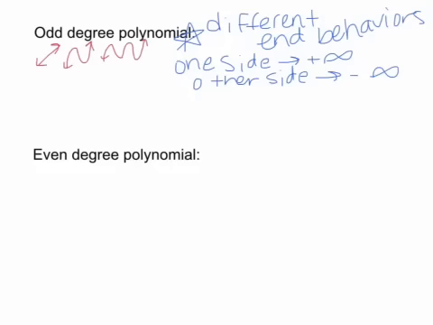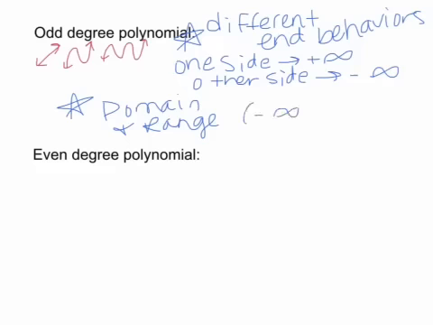The other thing is, just based on looking at the graphs, you can see that the domain goes all the way to negative and positive infinity, and so does the range, because if one end goes down and one goes up, then they must also be going from negative infinity to positive infinity. So for odd degree polynomials, domain and range are both negative infinity to positive infinity. Okay, so 2 things to remember about odd degree polynomials.